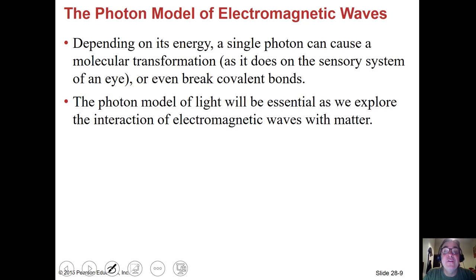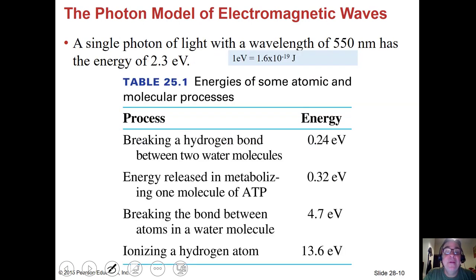Depending on the energy, a single photon can cause molecular transformation. So these photons have an energy, starting with radio waves, which don't have a lot of energy, all the way up to gamma rays, which can cause damage to your DNA. If you're out in the sun, you get some ultraviolet hitting you, maybe you get damage, and you get a sunburn on your skin. These photons have enough energy they can do some damage. Okay, so here are a few different energies associated with different processes.